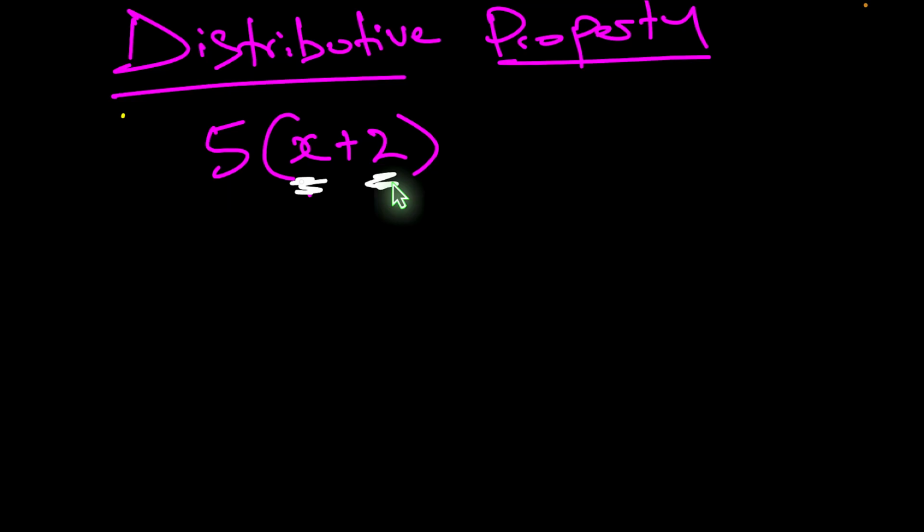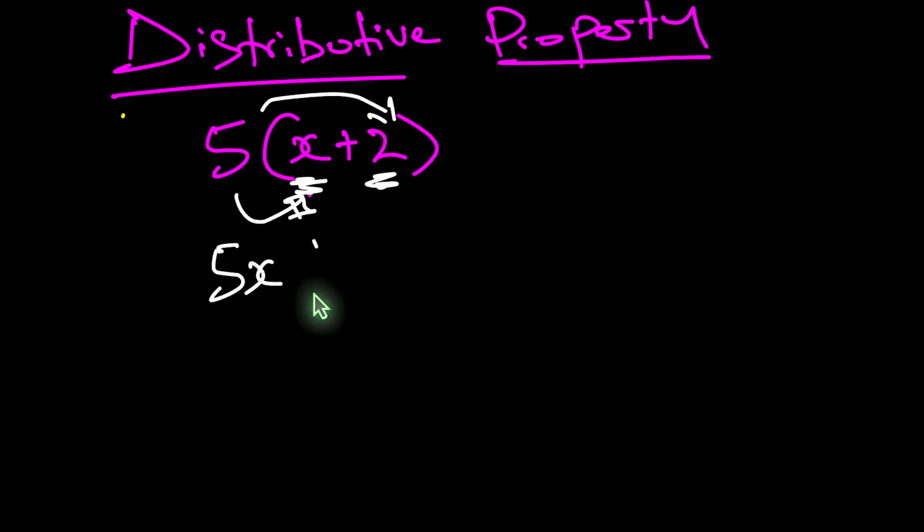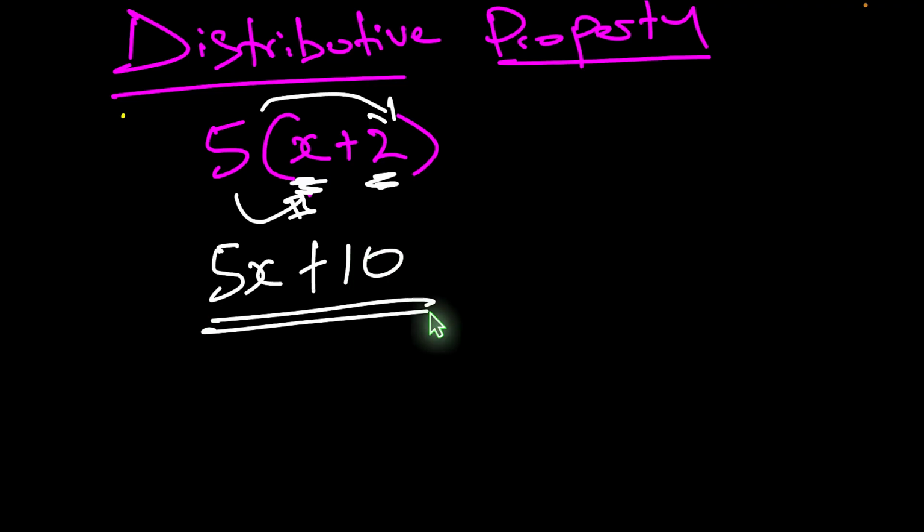So we're going to do 5 multiplied by x, and that will give us 5x. So 5 times x is 5x. And then we're going to do now 5 multiplied by this positive 2 here. So 5 times 2, and it's a positive 2, is going to give us 10. And that's it. That's how we apply this distributive property. So we just use whatever is outside of the bracket to multiply each term inside the bracket.